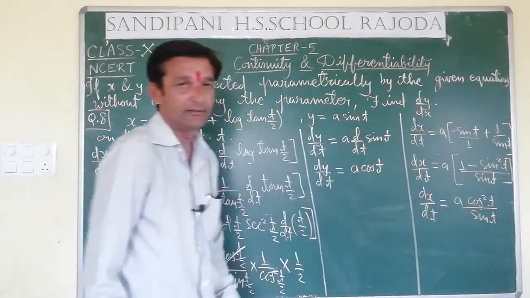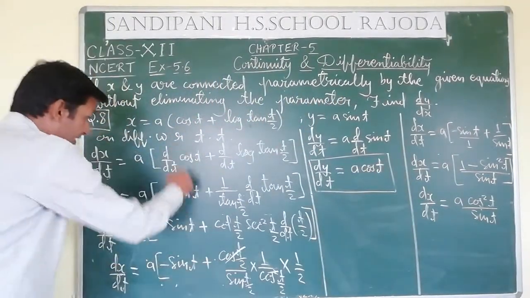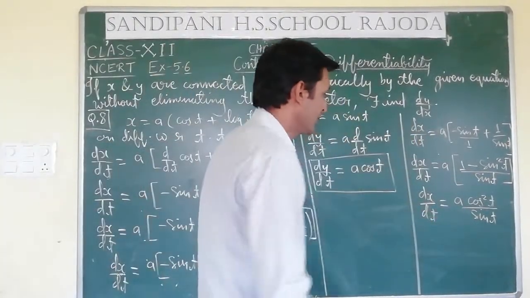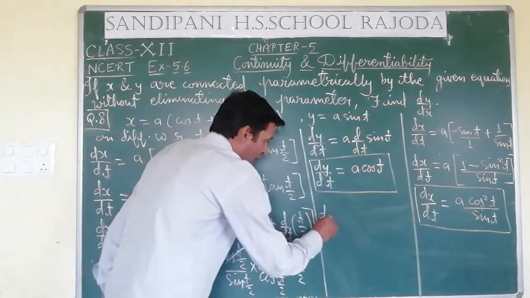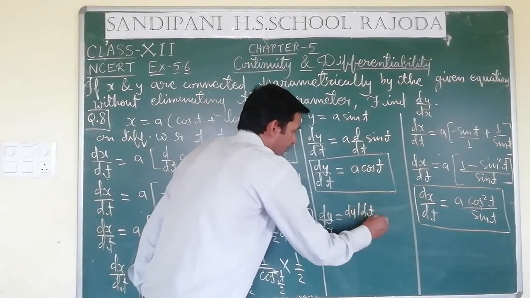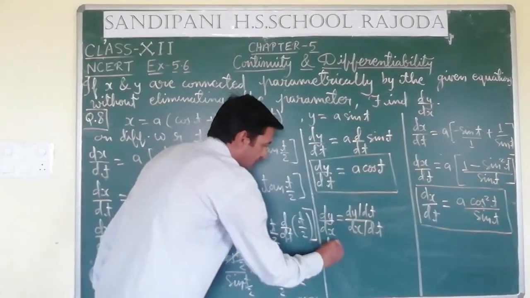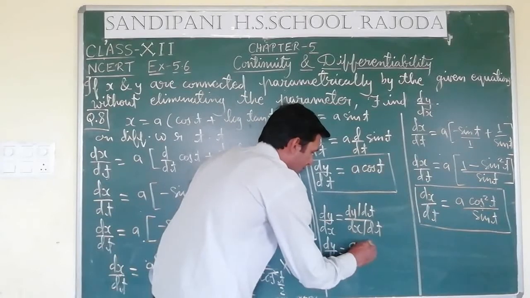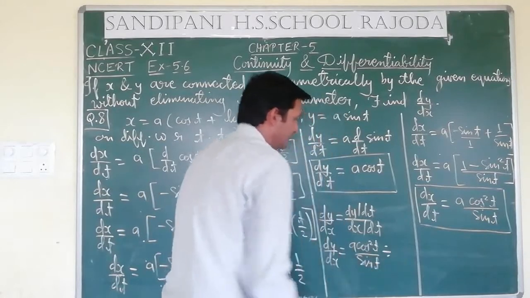Now what we have to find? dy by dt we already have, and dx by dt is this part. You remember this, it is related to this only up to here. Now dx by dt and dy by dt we have got. So what we have to find now? dy by dx. So dy by dx is equal to dy by dt upon dx by dt. The value of dy by dt is a cos t, divided by a cos square t upon sin t.